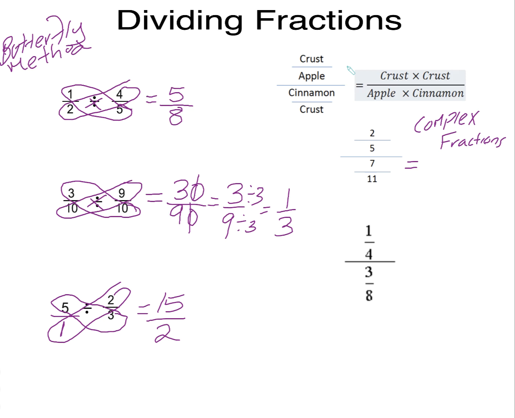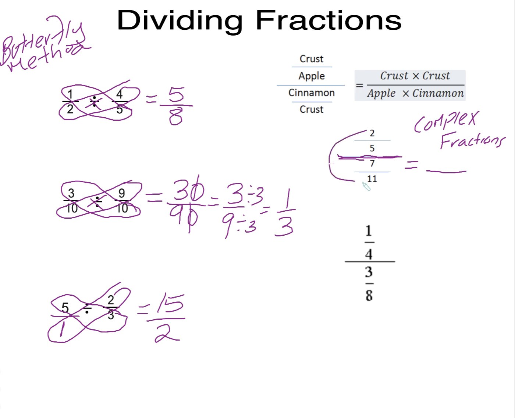So let's take this for a run. So here I have 2/5, and this fraction bar here, this is the big fraction bar. Notice it's always longer than the others, which means 2/5 divided by 7/11. Okay, I'm going to write this out. So let me put my bar here.